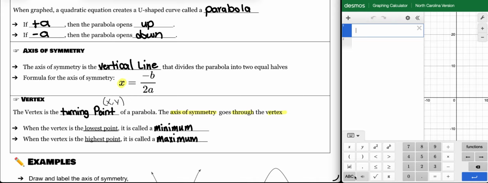Now, when the vertex is at its lowest point, it is called the minimum. And when it's at its highest point, it is called the maximum. So those are some of the background information that we need to know. Now let's go look at our example.